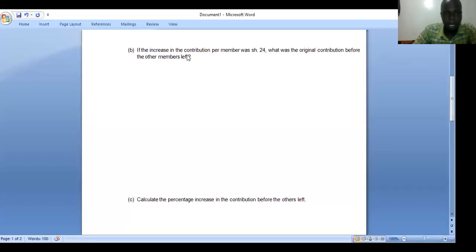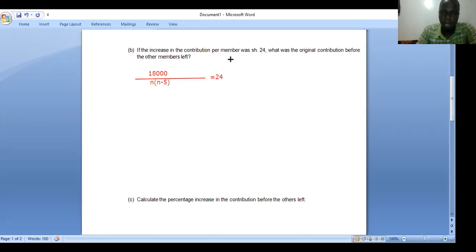Yeah, so if the increase in contribution per member was that, what was the original contribution? So the original contribution here, we equate the increase. We have been told that we have 18,000 over n into n minus 5. This one here is supposed to be equivalent to 24. That is what you do there.